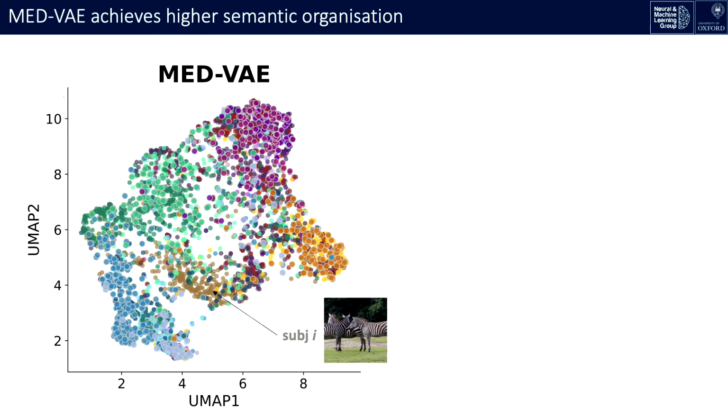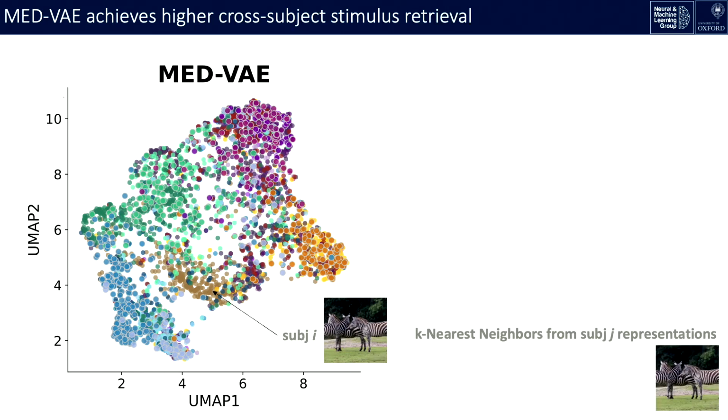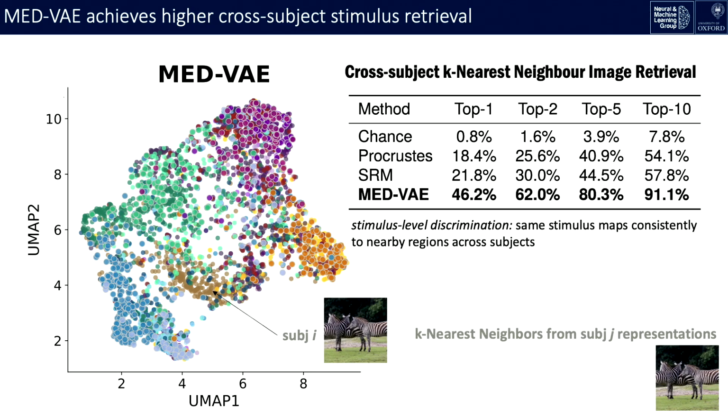We also explore a more fine-grained scale metric where we take the latent representation in the common space for one subject's stimuli, and we take the k nearest neighbors from another subject's representations, and we look if the same stimulus is included in them. Our method outperforms the other methods. For example, here in 46% of the cases, the closest neighbor to one subject's latent representation is another subject's latent representation for the identical stimuli. So we have achieved stimulus level discrimination. The same stimulus maps consistently to nearby regions across subjects.